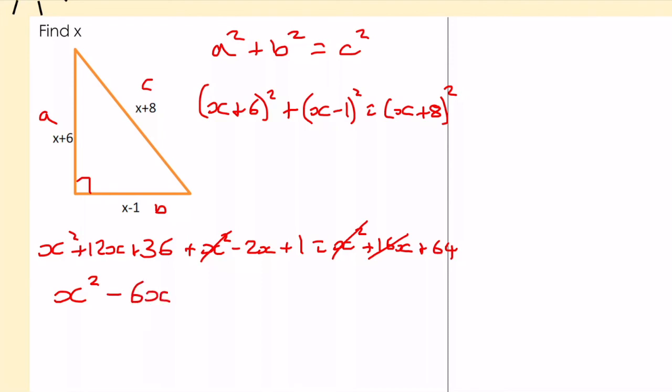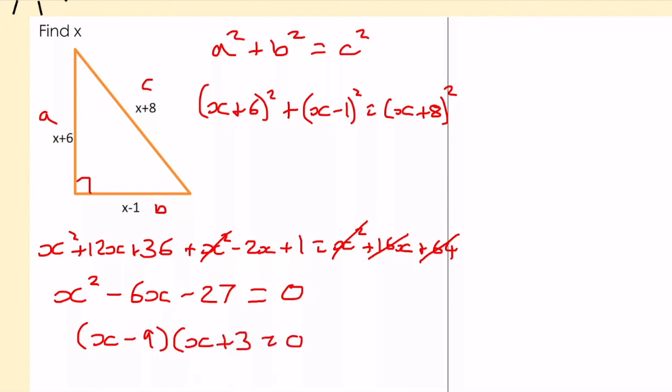Then I need to take away my 64. So I've got 36 plus 1, I've got 37 there. If I take away 64, I'm actually down to minus 27. And I'm left with 0 on the right-hand side. So we've suddenly got a nice quadratic again. This one factorises to minus 9 and plus 3. So that means our solution is either 9 or minus 3.